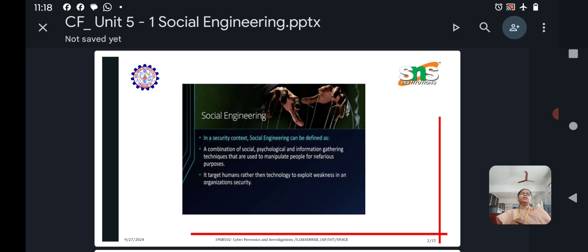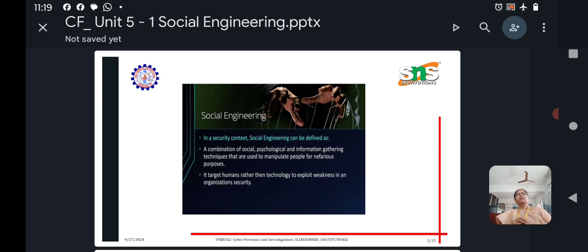Then, what is social engineering? In a security context, social engineering can be defined as a combination of social, psychological, and information gathering techniques that are used to manipulate people for nefarious, mischievous purposes. They get data from us. The next one is to target humans rather than technology to exploit weaknesses in an organization's security. So their main target is humans.